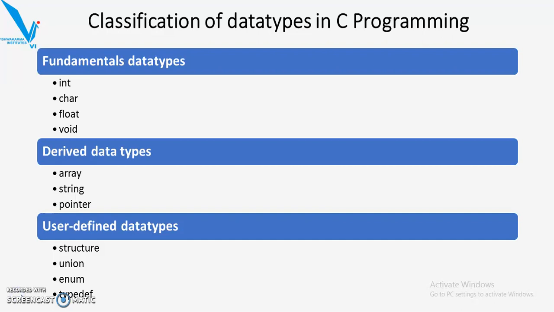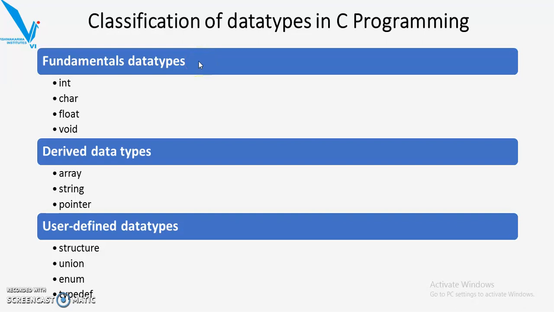What are the classification of data types in C programming? It is classified into three types. First one is the fundamental data types. It is also called as primitive data types. Second, that is derived data types. And the third one, that is user-defined data types.